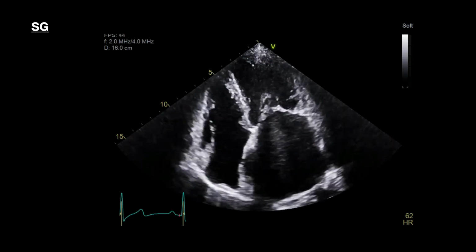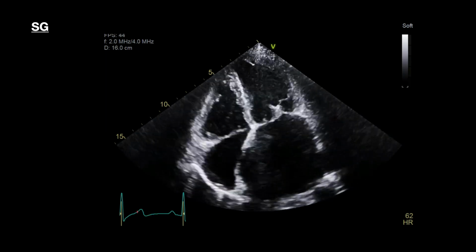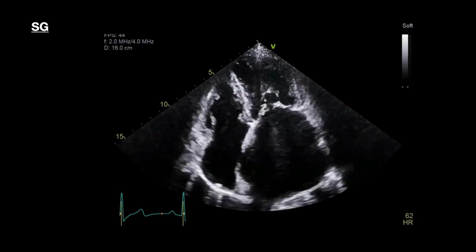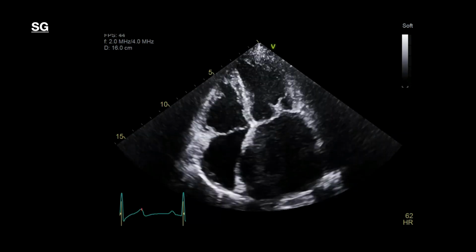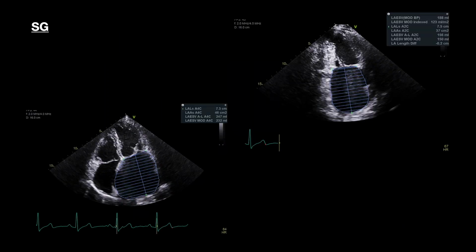This is a lovely apical 4-chamber view. Again, really, really large left atrium, which kind of attracts all your attention. And a mitral valve that looks like it's not opening normally, even in this zoomed out view. Measured the left atrial areas, which are converted to a volume. So it's at 123 mils per meter squared, which is grossly enlarged, which we'd already demonstrated.